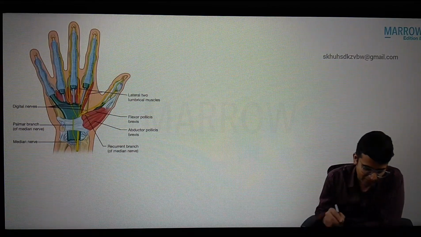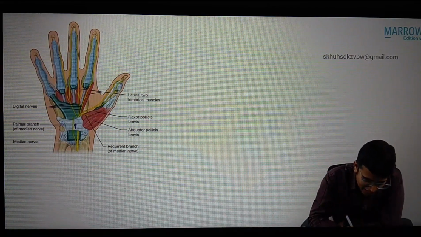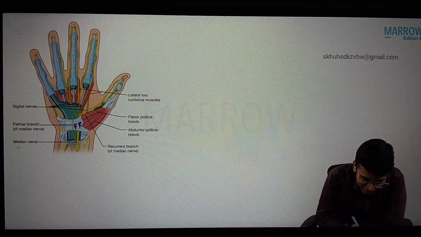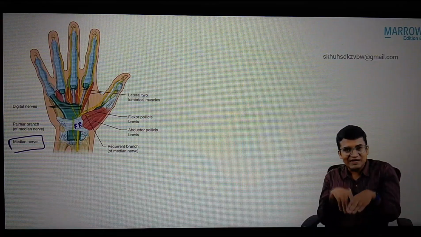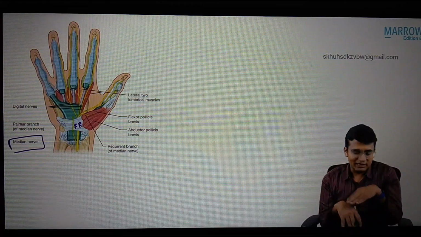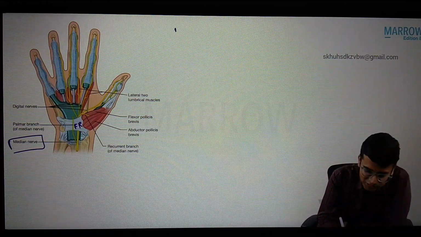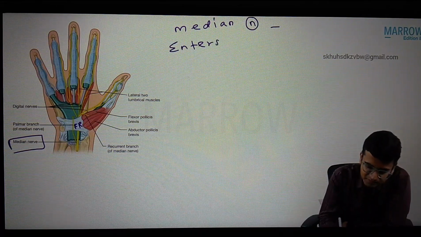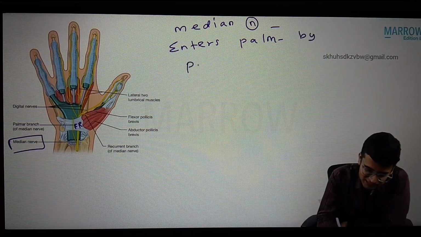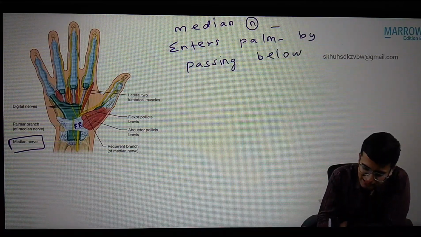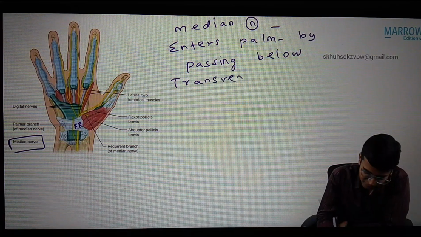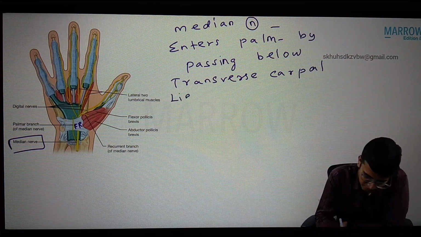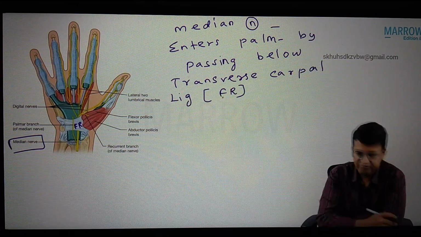It enters the palm by passing below the transverse carpal ligament or flexor retinaculum. See the median nerve. This is the median nerve. So median nerve is passing in the carpal tunnel below the ligament and entering the palm. Please write: median nerve enters the palm by passing below the transverse carpal ligament, that is flexor retinaculum.